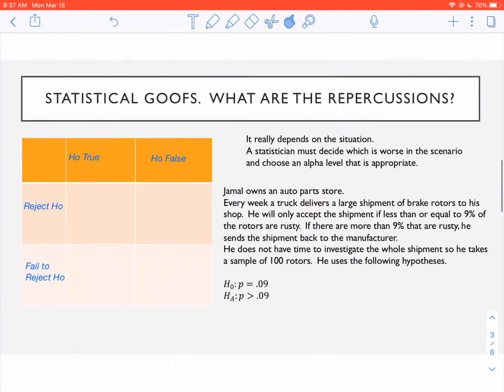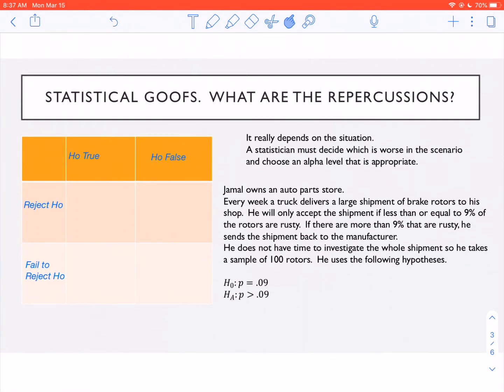Okay, so what consequences do we have for different types of errors? It really depends on the situation, and a lot of times statisticians will do pre-studies to decide which situation would be worse and make the study so they avoid the error type that would be the biggest problem for the situation. So here's an example.